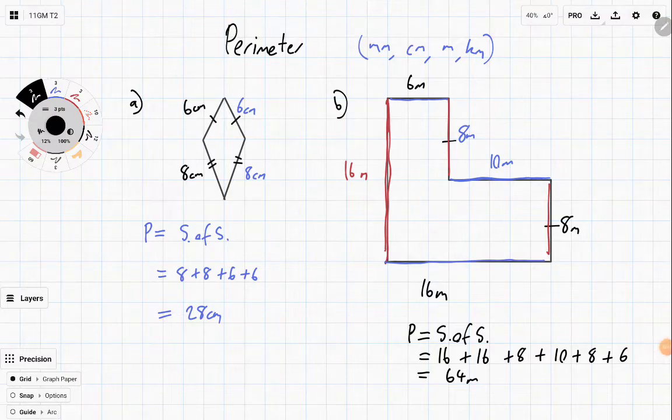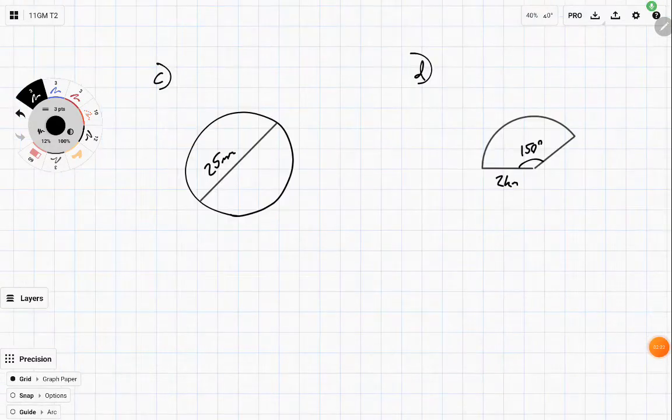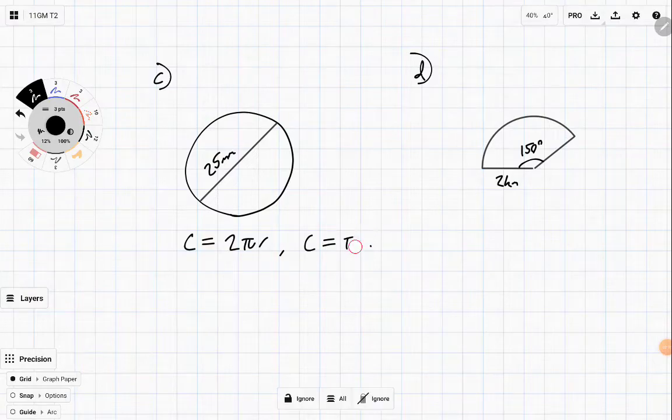Let's look at some curvy ones. Alrighty, so for these curvy ones, we just need to remember one new formula, which is that the circumference of a circle is 2 pi r. You can use the alternative formula, which is pi d. However, only one of these is actually on the formula sheet. So we're going to be using 2 pi r for this.